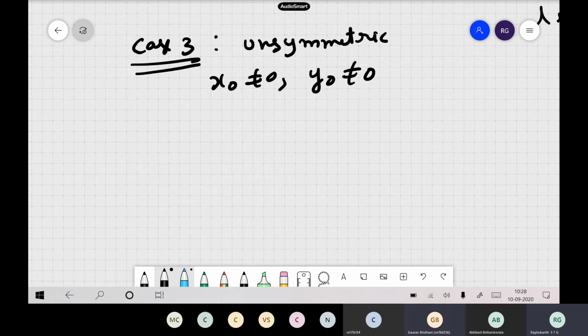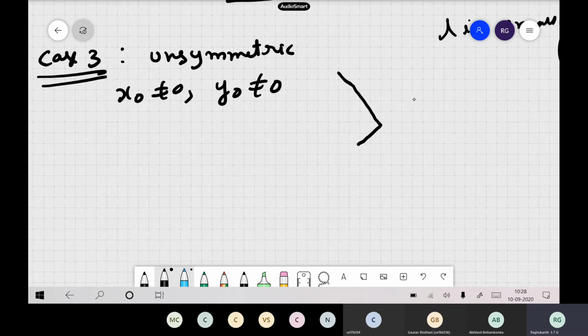So when x naught is not 0, y naught also is not equal to 0. What type of sections? For example, you have unequal angle sections like this, which are the problem we have taken right now. One like this, the other like this. So these types of sections are there.